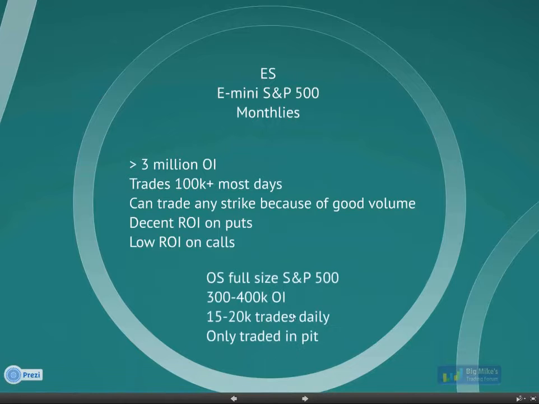The OS contract is the full-size S&P 500, 3 to 400,000 open interest, 15 to 20,000 trades daily, but that is only traded in the pit. There's no electronic trading on full-size S&P future options.